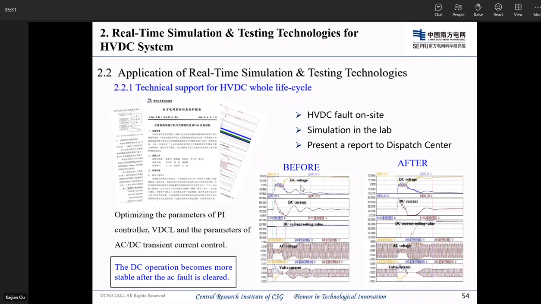We can see that this is some case before we have, it's not good. After our modification, it's much better. So this is our simulation technical support.